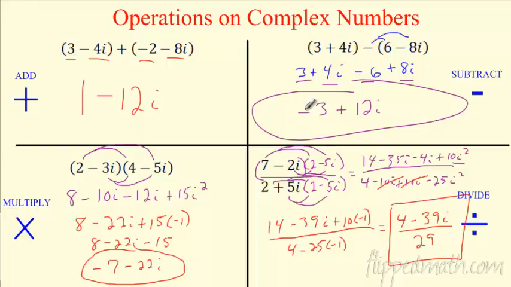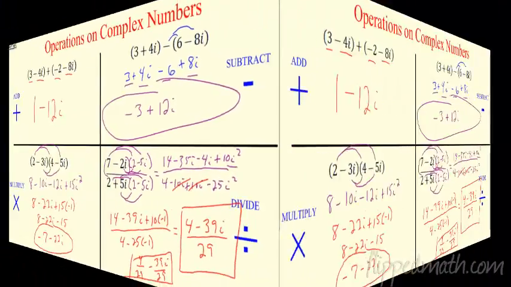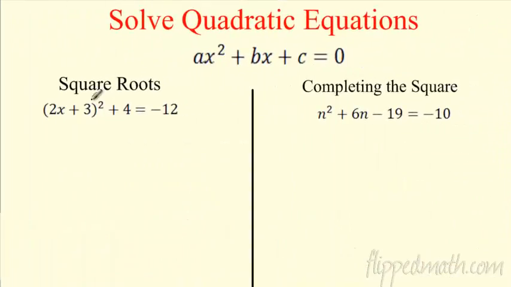There we go right there. Final answer, i's out of the bottom. That's a simplified form. If you want to break that into two different fractions, you can. You can say 4 over 29 minus 39i over 29. Awesome. So that would be like the standard form of it, a plus bi. Super. Moving on. I know I'm going quick, but hopefully it's a review, so hopefully you're okay with this.